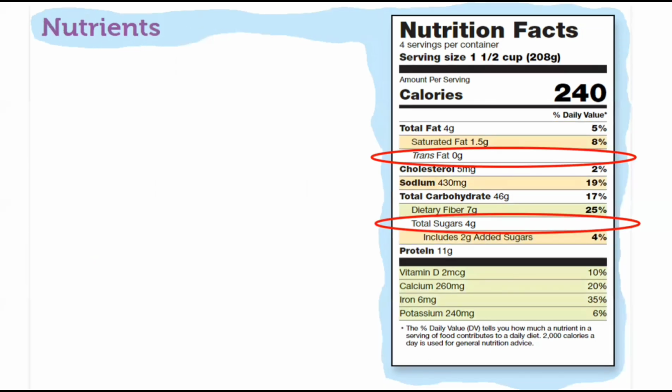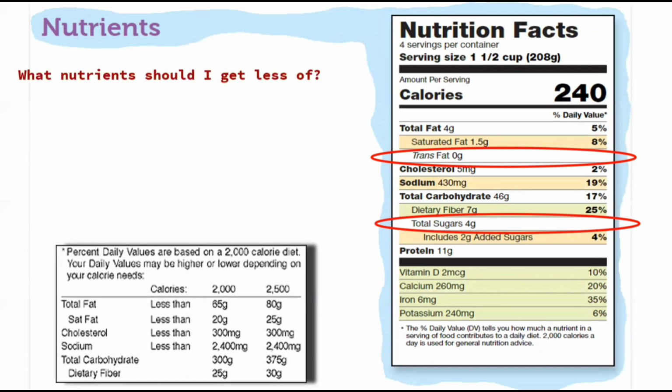Now let's look at which nutrients you should limit and why. You might have heard that you should try and limit fat. Eating too much fat, saturated fat, trans fat, and cholesterol or sodium may increase your risk of certain chronic diseases like heart disease, some cancers, or high blood pressure. So when we say limit these nutrients, the goal is to stay below 100% of the daily value for each one of these nutrients per day.